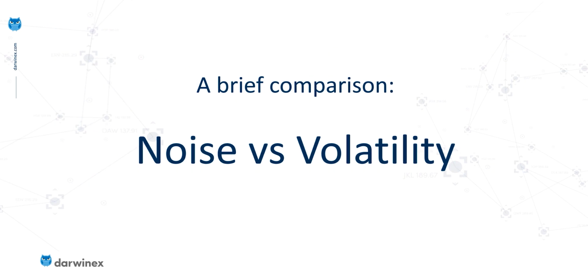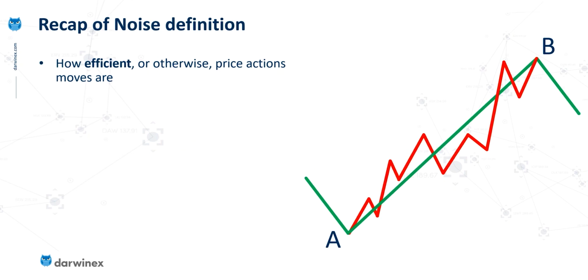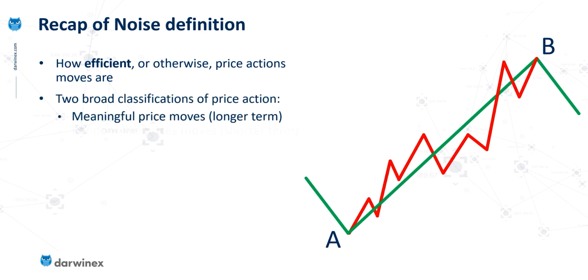So I'm now going to focus on a brief comparison of noise versus volatility. And first of all, a recap of what we've already looked at in this mini-series. So in terms of noise, this defines how efficient or otherwise price action moves are. And I always think it helps to categorize price action into two broad groups. Meaningful price moves, and these tend to be the longer term moves, and then more random-like price moves that happen shorter term. And looking at the conceptual price action on the right-hand side here, the more meaningful moves are those shown in green.